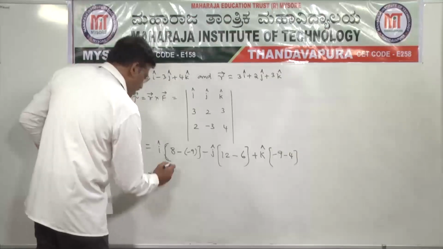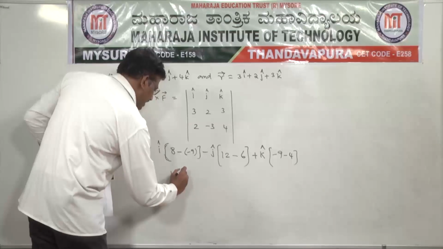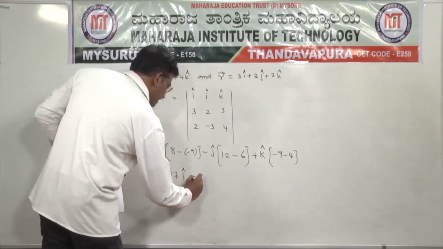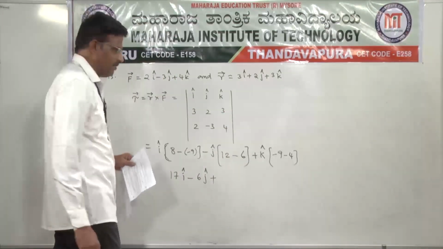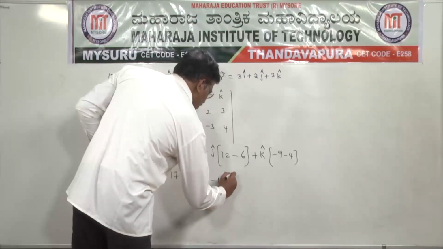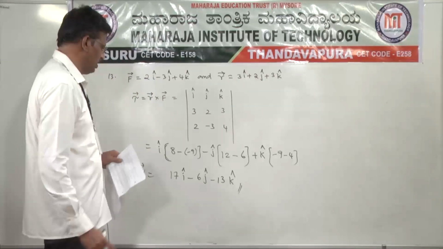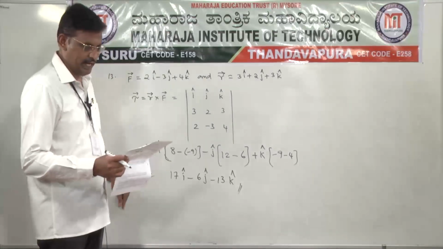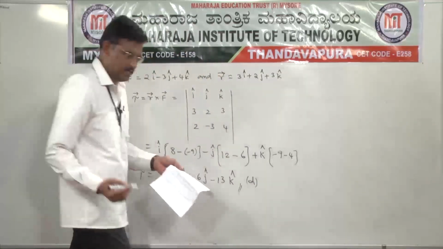So that is equal to, here 8 plus 9 is 17, 17 into i cap, 12 minus 6 is 6, minus 6 j cap, plus minus 9 minus 4 is minus 13. So not plus here, minus 13 into k cap is the answer. So torque tau bar is equal to 17 i cap minus 6 j cap minus 13 k cap. That is option D, the right option.